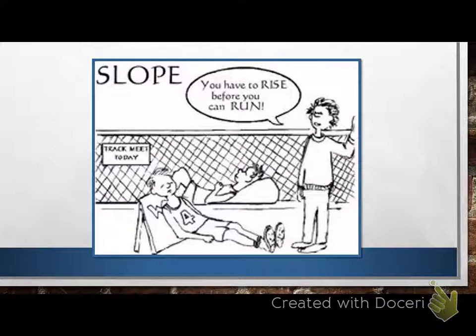Okay, little cartoon here for you. Track meet today, you've got a couple of runners laying down, and I don't know, is this the coach? Coach says you have to rise before you can run. Remember that when you're looking at a slope, your rise is always in the numerator.